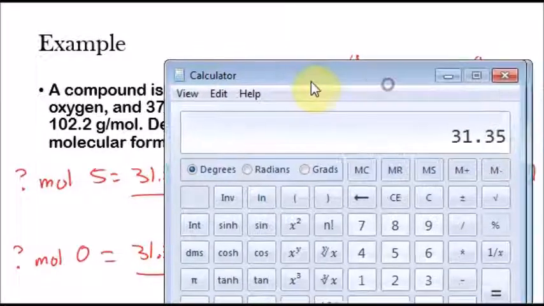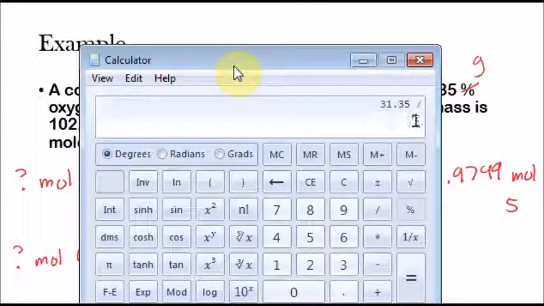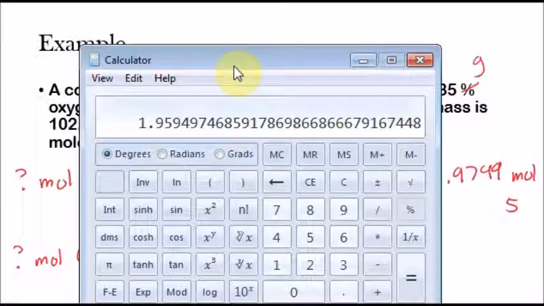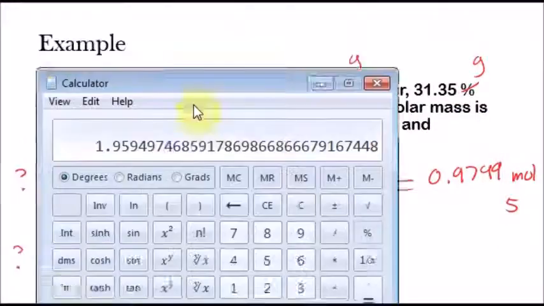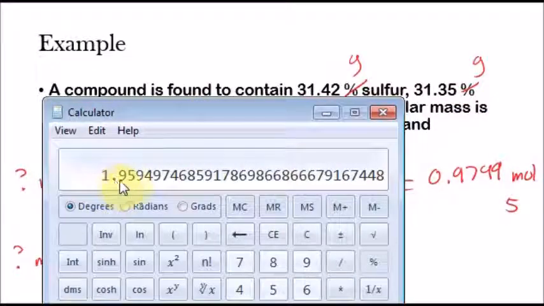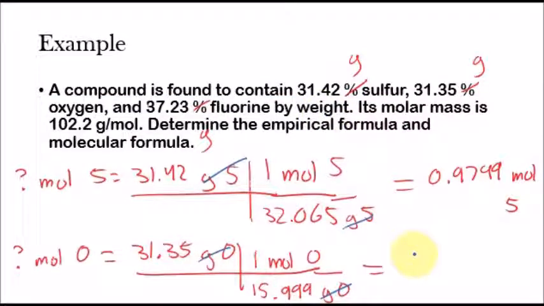31.35 divided by 15.999. It's going to give us this. Our answer needs to be rounded down to 4 significant digits, right? So our answer, we're going to notate it as 1.959 moles of oxygen.